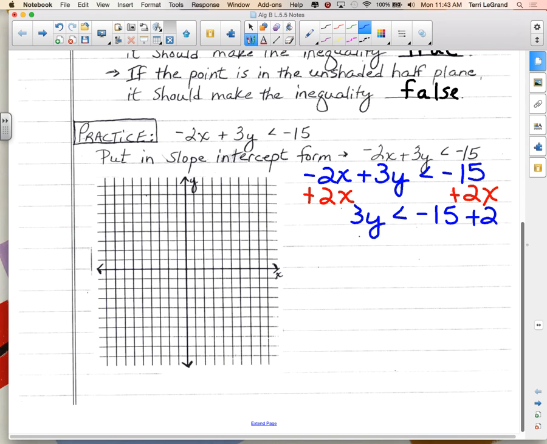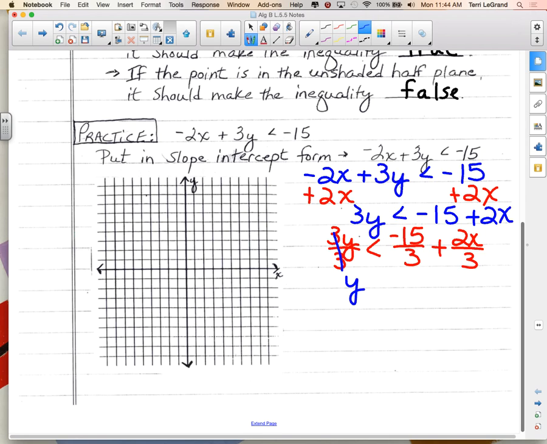Okay. Do we need to reverse that symbol? No. Do we multiply or divide by a negative? No. Okay. What's our next move then? Divide both sides by 3. Divide each piece individually by 3, right? So 3y gets divided by 3 is less than negative 15 gets divided by 3 plus 2x gets divided by 3. And now our inequality reads, y is less than negative 5 plus 2/3 x.